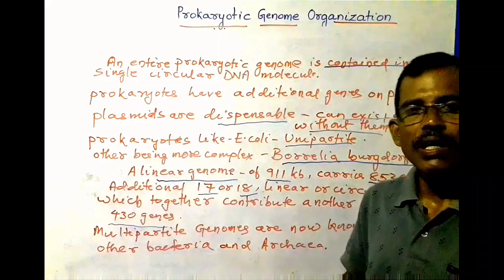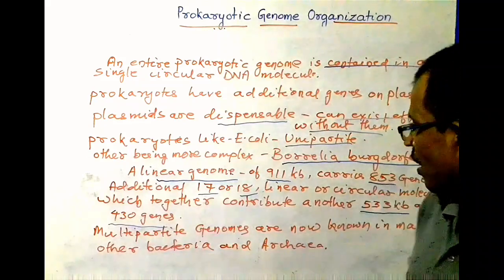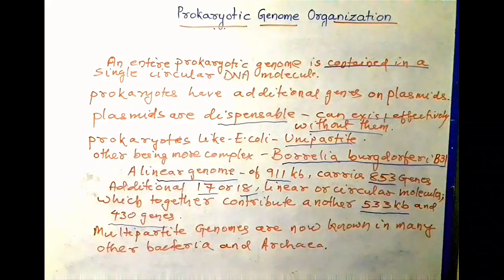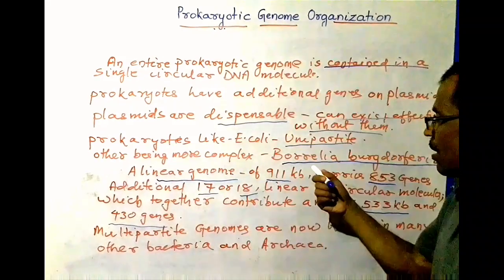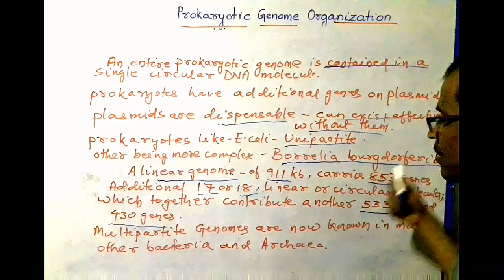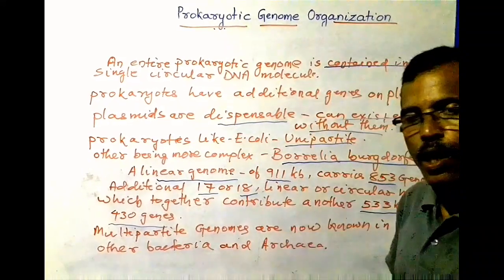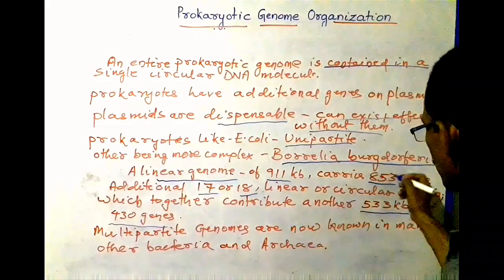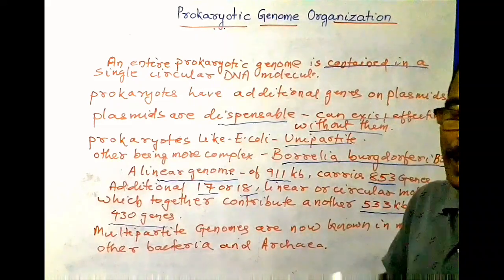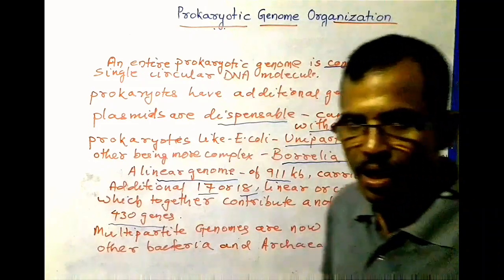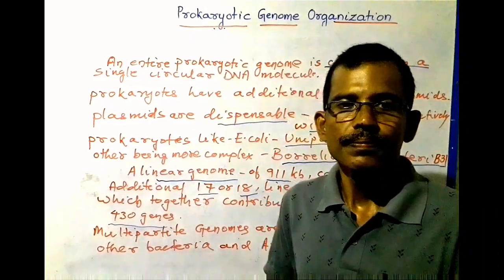So the genome organization in the microorganism Borrelia burgdorferi is different. In Borrelia burgdorferi B31, the genome is segmented. Not only in Borrelia burgdorferi, in many other bacteria and archaea, the genomes are multipartite.